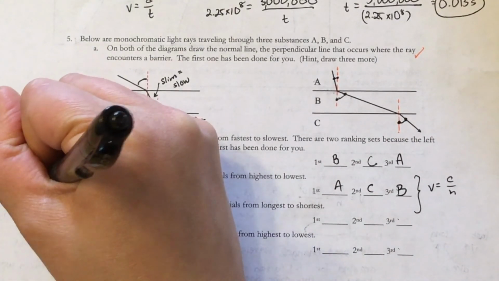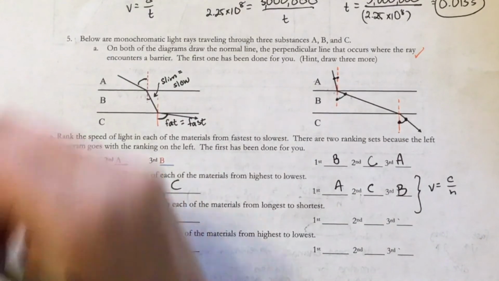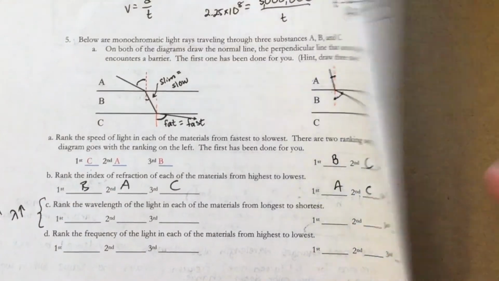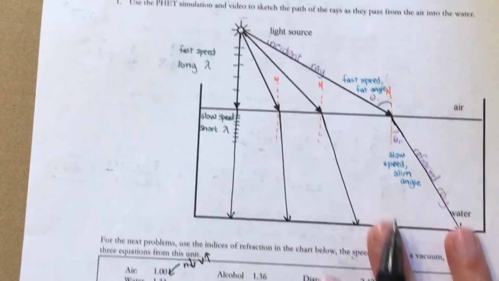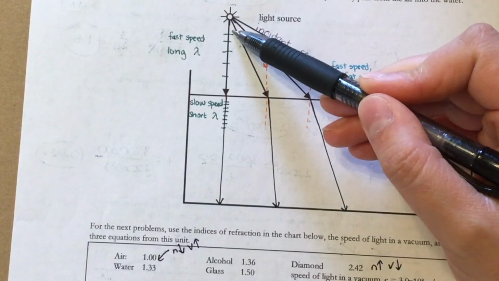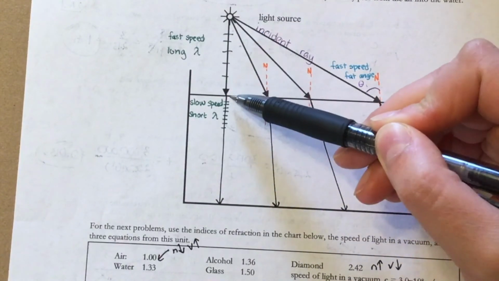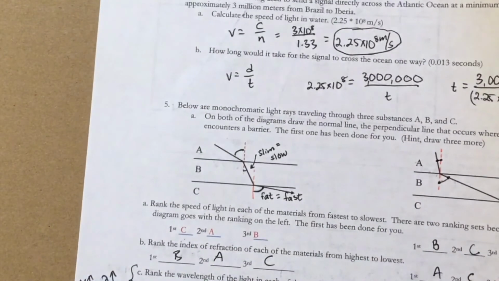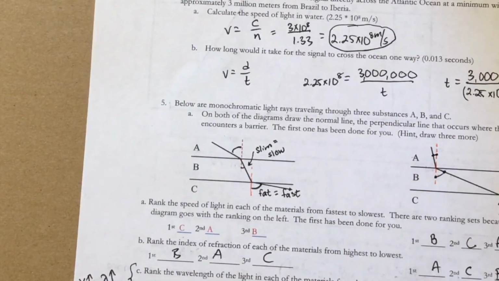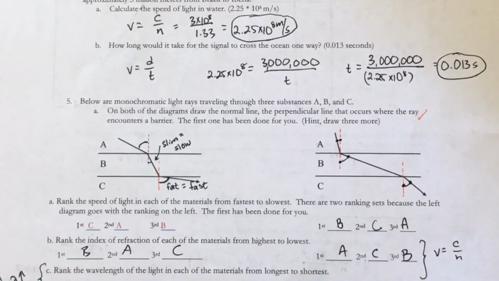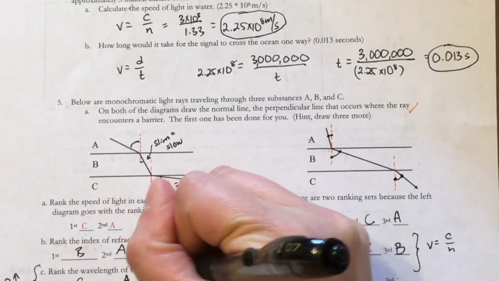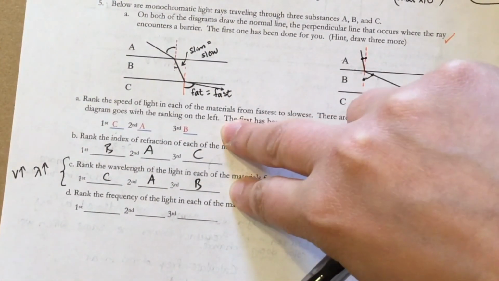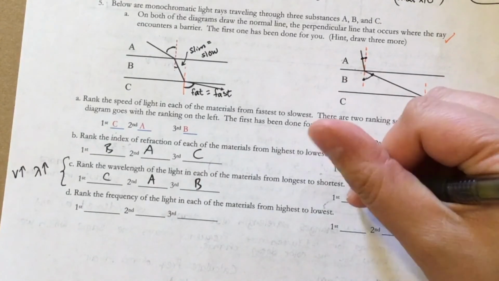Okay. For this ranking problem, I remember that wavelength and speed are directly related. Remember that when we're talking about materials here, fast material has long wavelengths, slow materials have short wavelengths. So that means, since they're directly related, whatever I ranked earlier, my CAB here, stays the same. CAB, that these two should match each other, and these two should match each other.